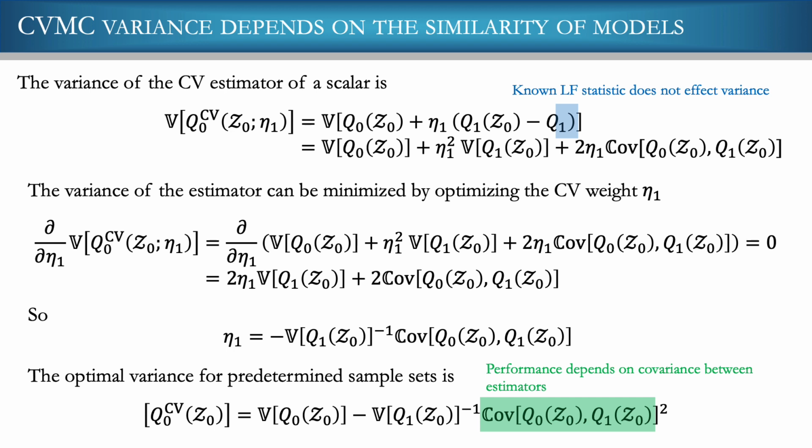Substituting the optimal eta into our expression for the estimated variance yields the optimal estimated variance, which is equal to the variance of the high-fidelity estimator minus the inverse of the variance of the low-fidelity estimator multiplied by the covariance of the high and low-fidelity estimators squared. The exact form of the covariance between estimators depends on the statistic being computed. To improve our intuition about these quantities, I will use estimating the mean as a concrete example.